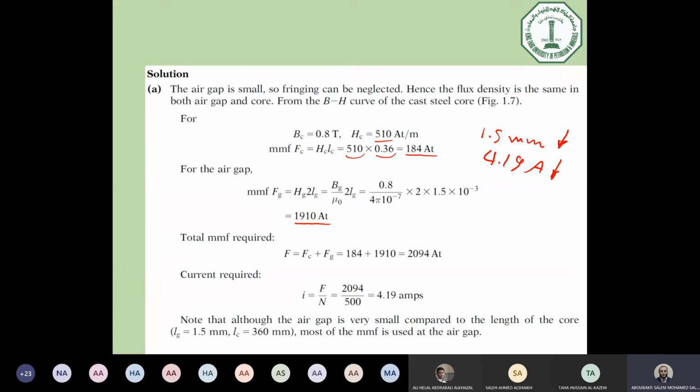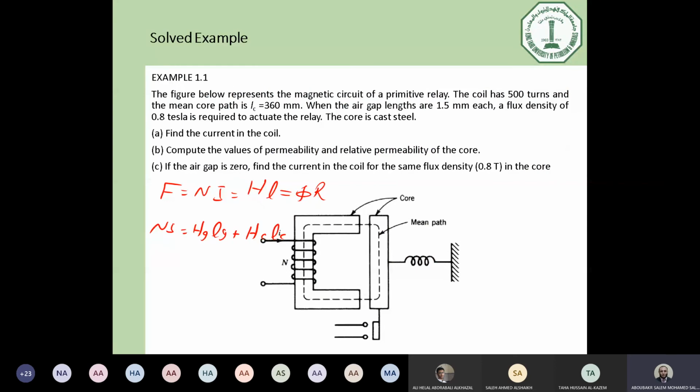When the relay starts connecting, it will consume high current in the starting up until reaching the desired air gap, or making the air gap equal 0 length. In this case, the required current will be very small. We will see this in the other two parts of the problem, or in part C.